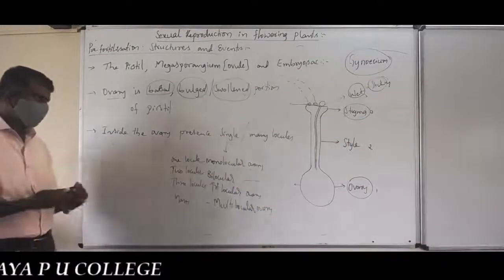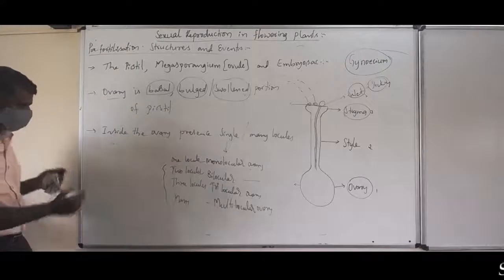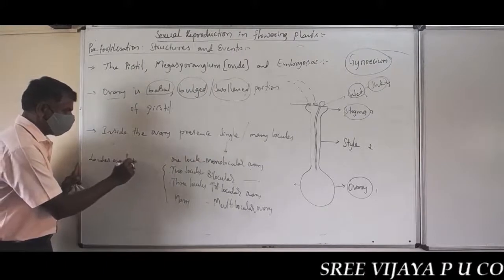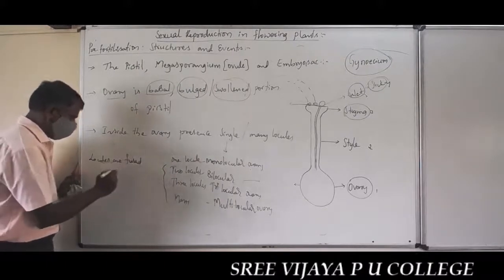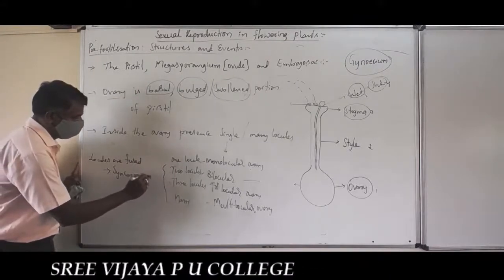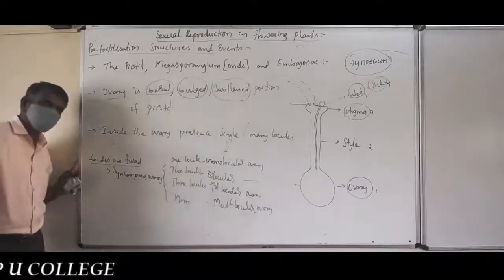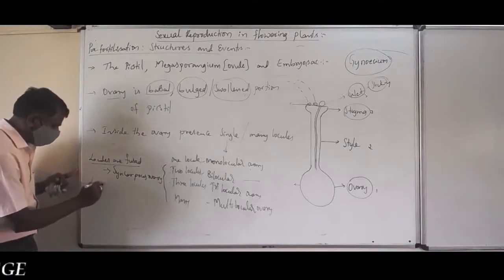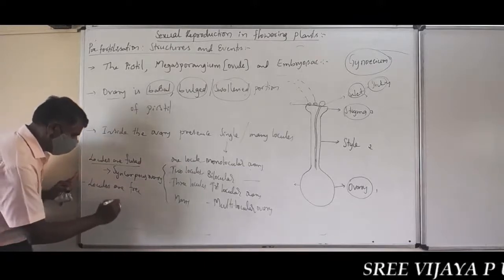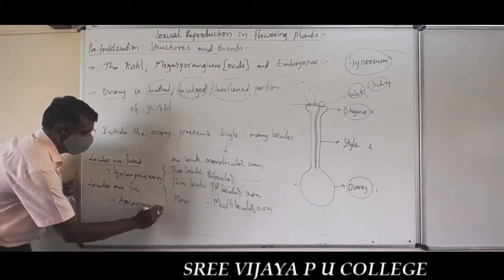If two or three or many locules are in a fused condition, that is a syncarpous ovary. If the locules are fused, the ovary is called syncarpous. If the locules are free, it is what we call an apocarpous ovary.